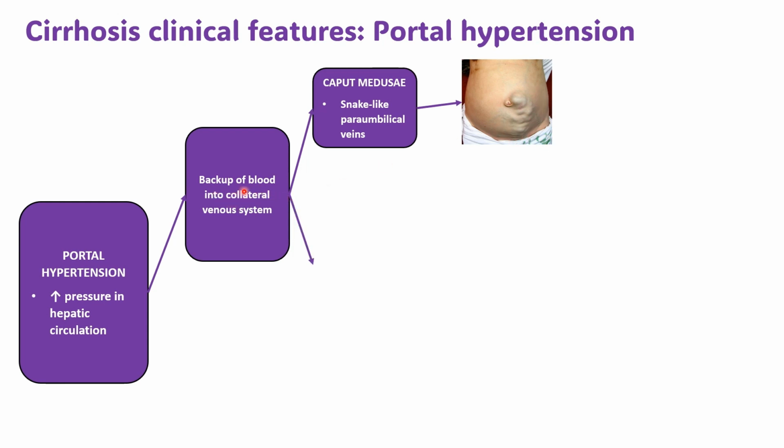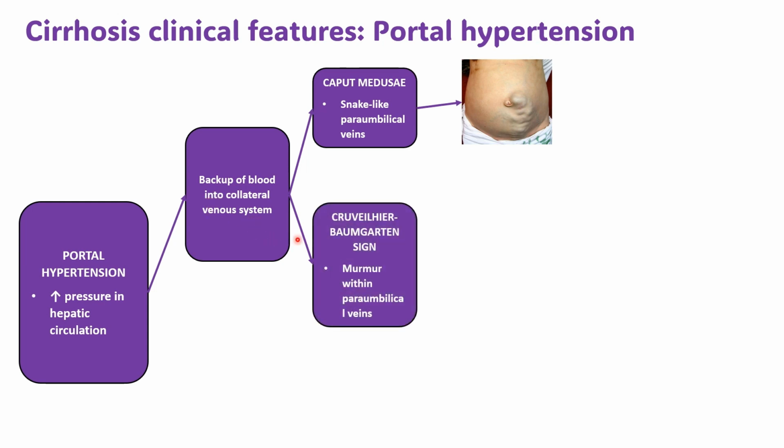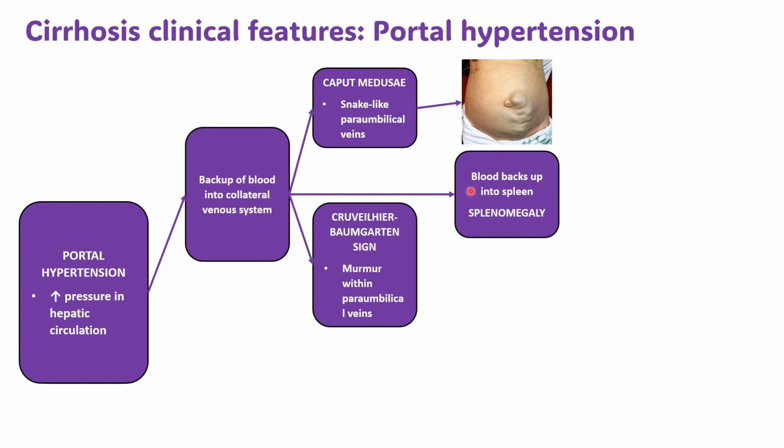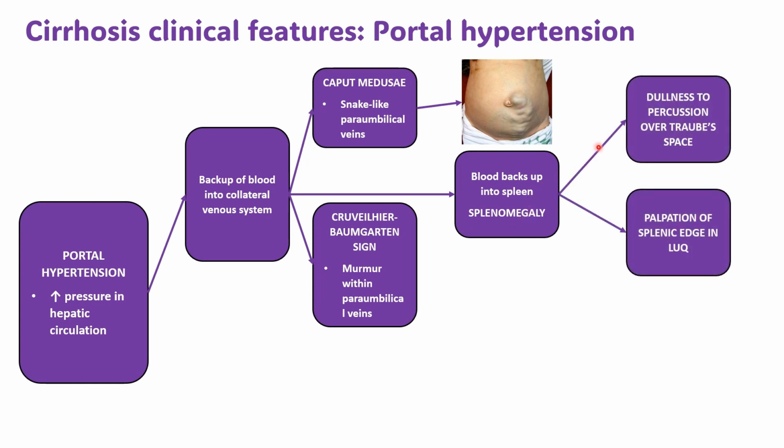Also, because of a backup of blood into the venous system, you can have this murmur called Cruveilhier-Baumgarten sign, which is a murmur within the para-umbilical veins, which can be heard on auscultation. Also, blood can back up into the spleen, causing enlargement of the spleen, otherwise known as splenomegaly. And if you percuss over Traube's space, there can be dullness if splenomegaly is present.